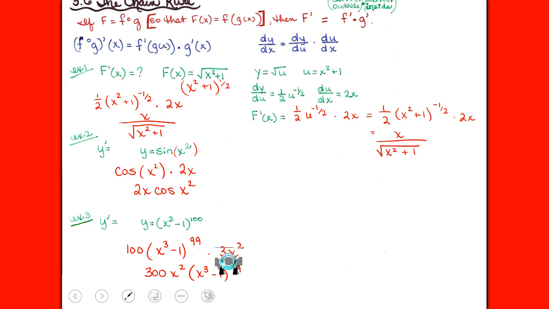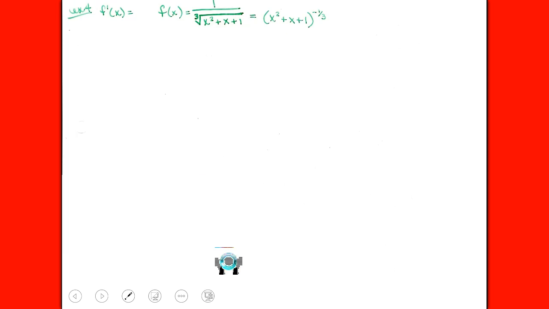All right, look at another one of those. Example 4, I've got 1 over the cube root of x squared plus x plus 1. The first thing I want to do, I really don't want to use quotient rule, right? So if there's a way to rewrite this to make it more simplified before I start taking the derivative, we've learned to do that. So I want to rewrite this as an exponent so that I could use power rule, okay? So I have a quantity to the negative 1/3.